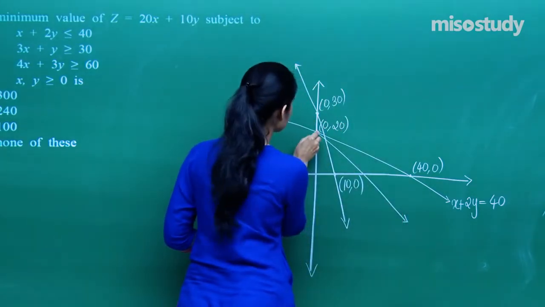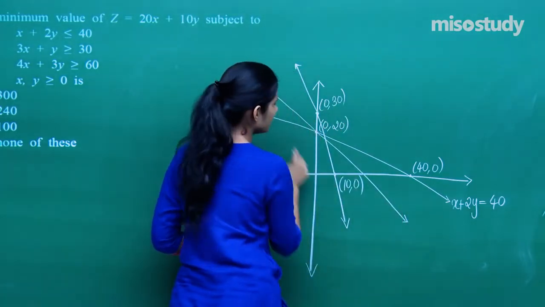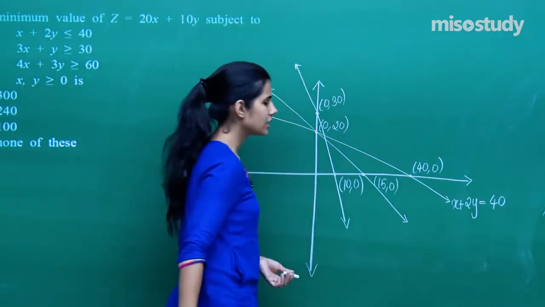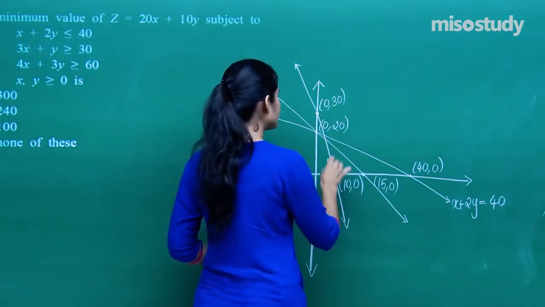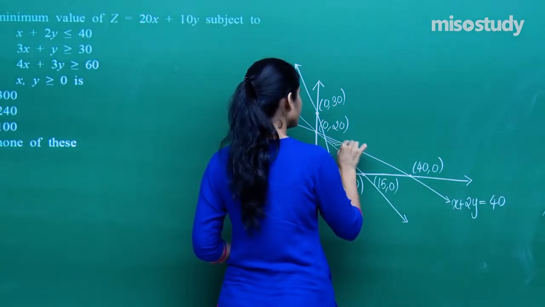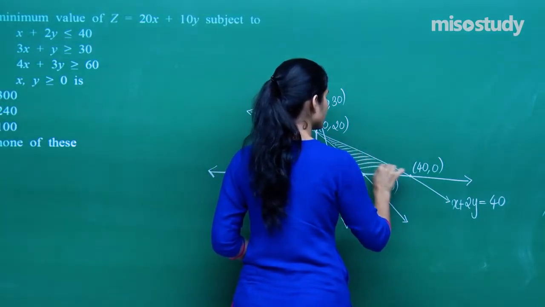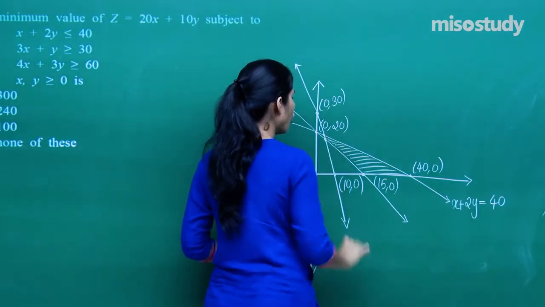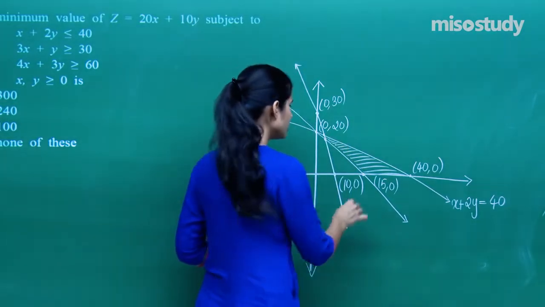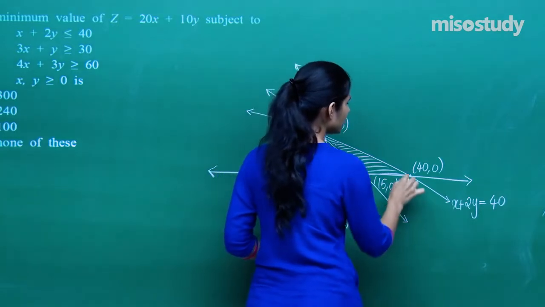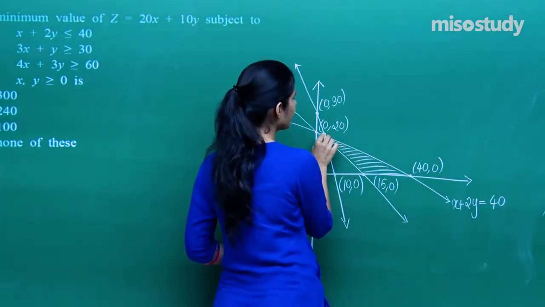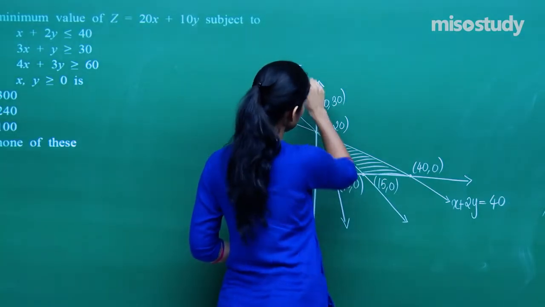something like this. This is 15 comma 0. And when you talk about the feasible region, this happens to be the feasible region. Very easily you can compute all the corner points of the feasible region. This you already know, this is 15 comma 0, this is 40 comma 0. What is this and what is this? This is nothing but the intersection point of this and this.